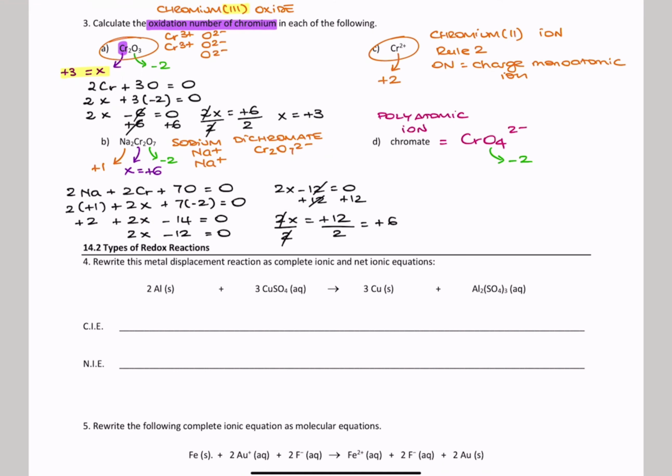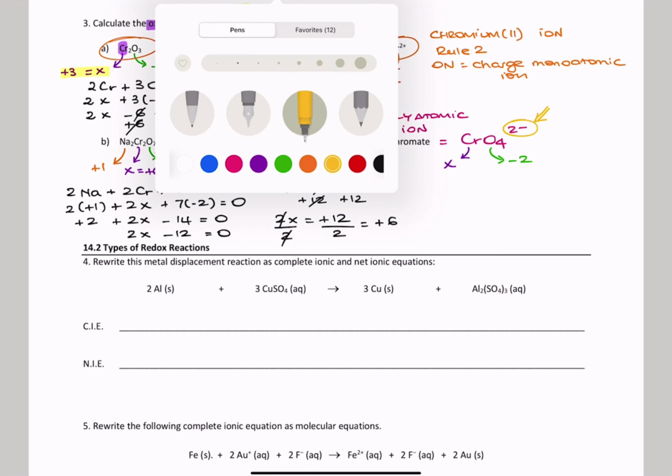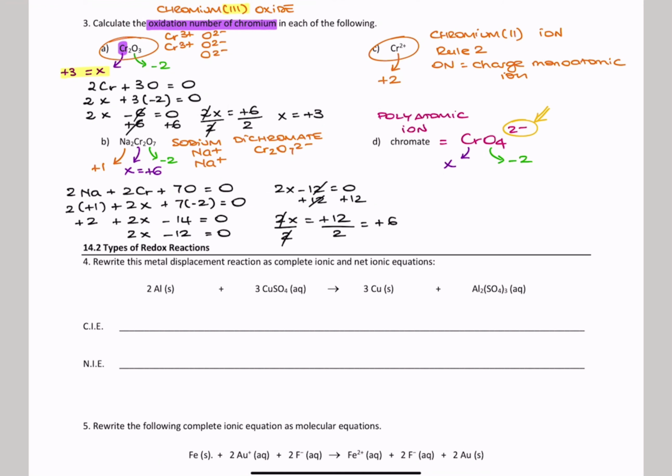We know that oxygen is -2, chromium is not determined, so it's going to be X, but we have to be careful. This is not a neutral compound. This is an ion that carries an overall charge. Therefore, we're going to use rule number 4: the oxidation number of Cr plus 4 times the oxidation number of oxygen is equal to the overall charge. So here, it's equal to -2. Chromate is not neutral. It carries a 2 negative charge.